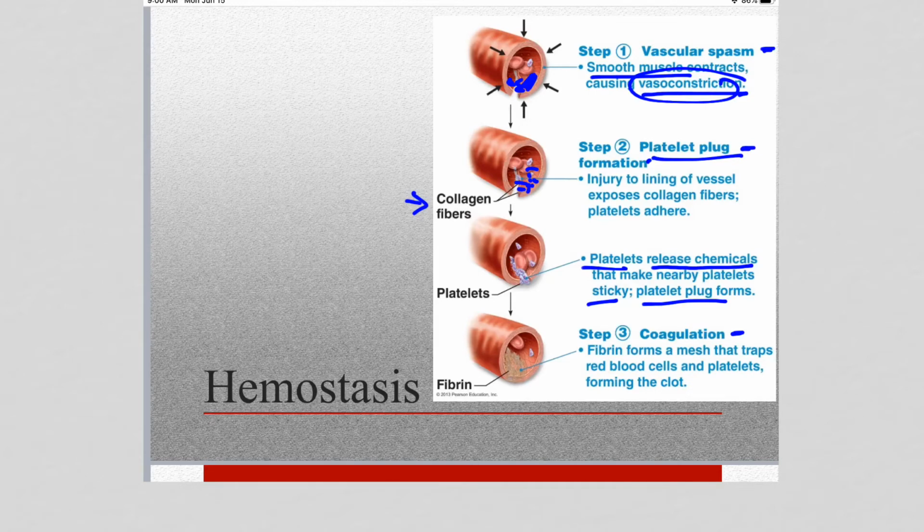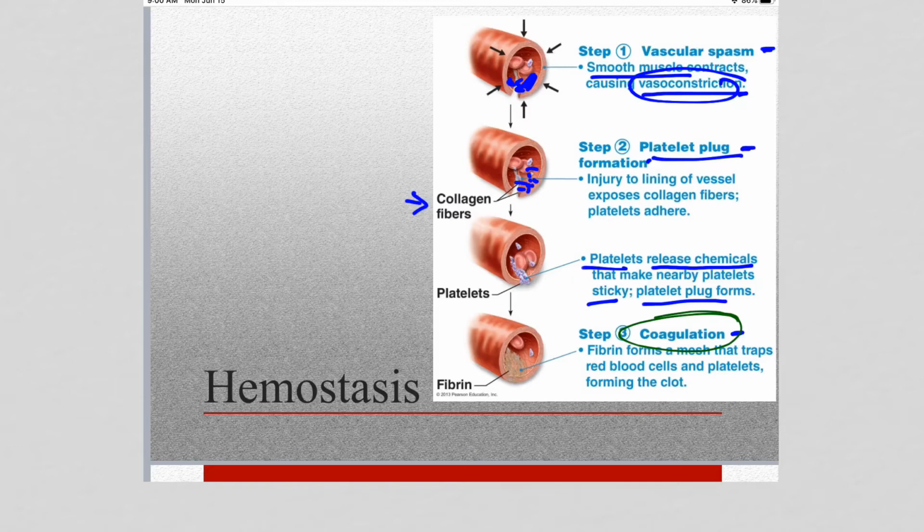Once the platelet plug is formed, the next step is coagulation. Coagulation is basically transforming the blood from a liquid state to a gel-like consistency. Under normal conditions, you have anticoagulants, which are chemicals in the blood that prevent blood clotting. But when this clotting process begins, then procoagulants dominate.